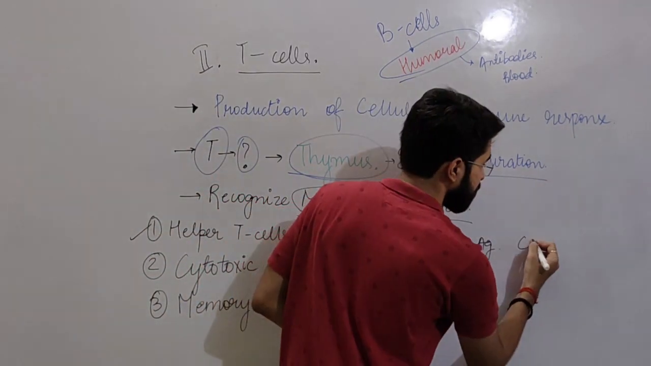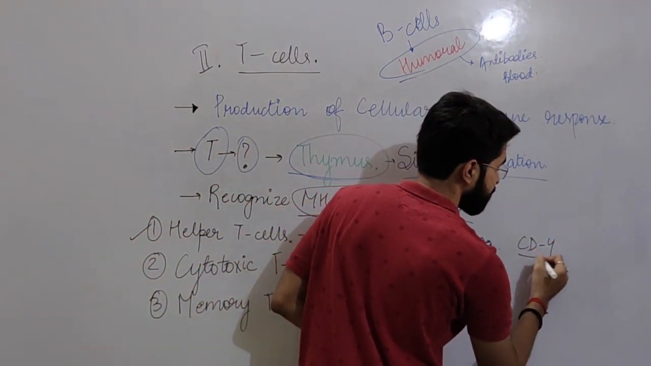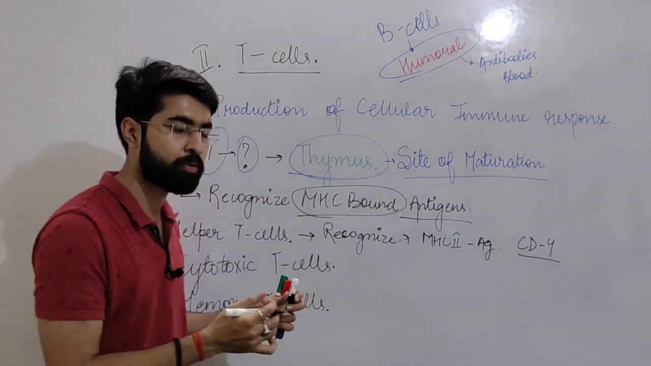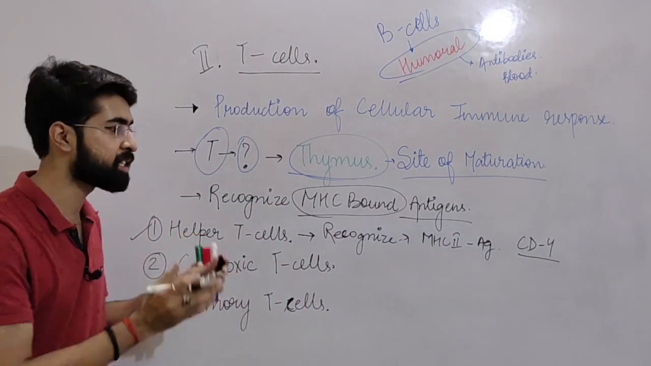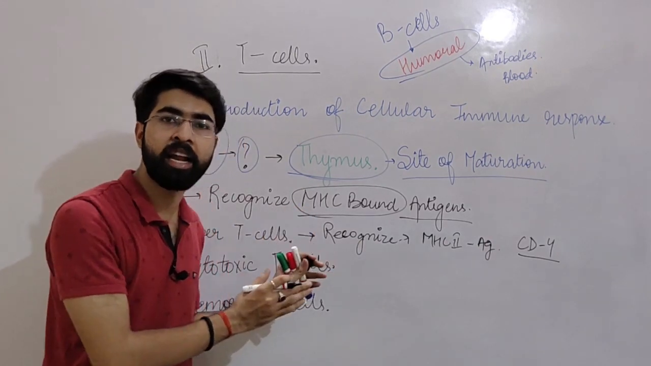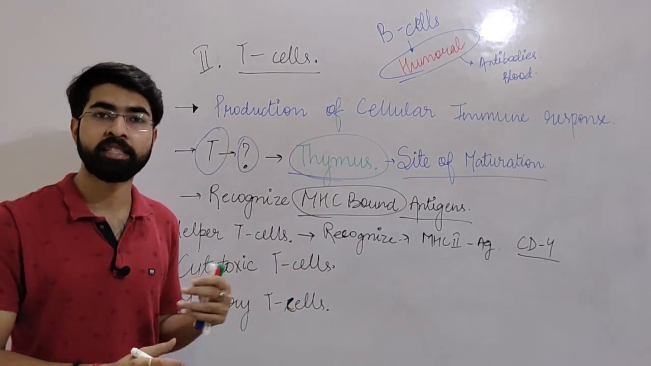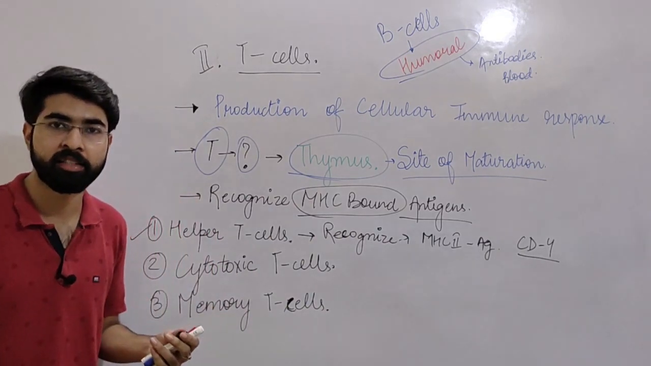They are also known as CD4 cells. The CD stands for cluster of differentiation. C for cluster, D for differentiation. It is a type of ID that is given to cells to recognize. It is a type of phenotypic character that the cell has.